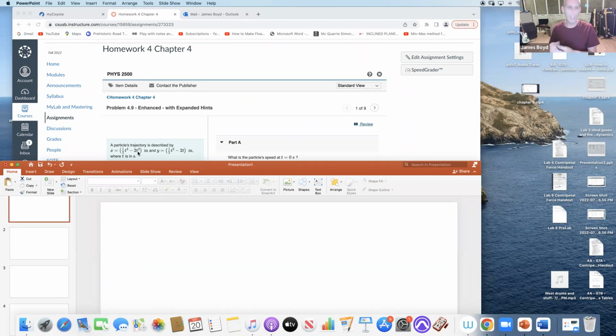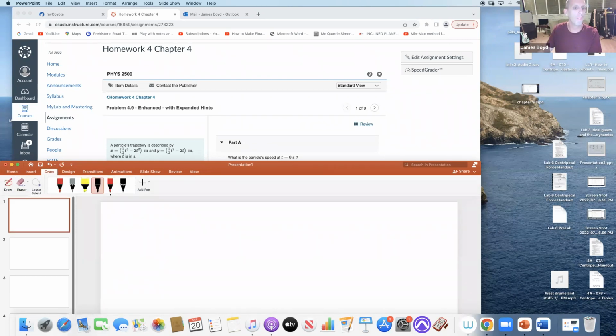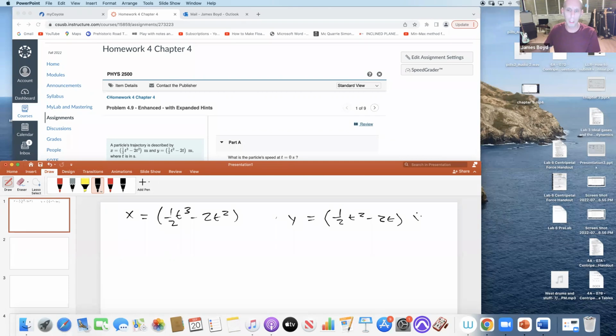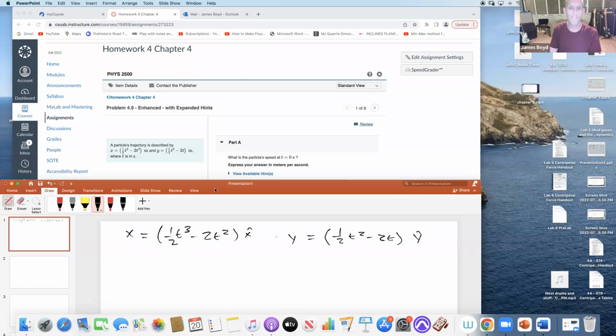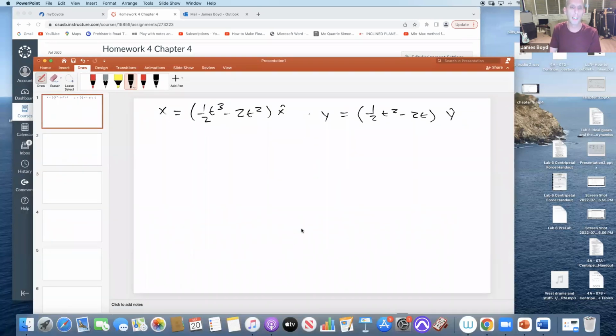So we have the following function. X is 1/2 t cubed minus 2t squared, and the y part of this function is 1/2 t squared minus 2t, and this will be in the y hat direction. This one will be in the x hat direction. And the first thing we want to find is what is the speed at 0, and then what is the speed at 3 seconds.